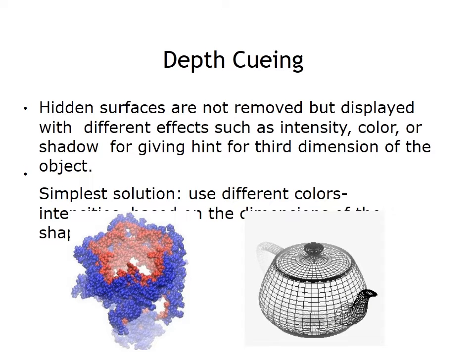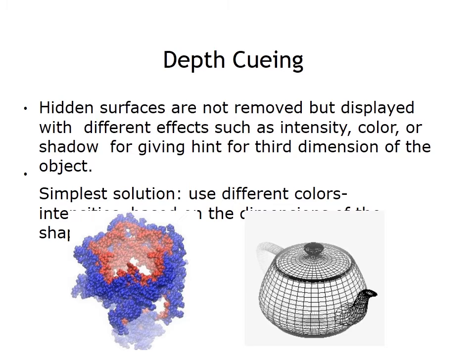Now from the figure we have a color image and a black and white image. Both do not have hidden lines. Hidden surfaces are not removed but displayed with different effects such as intensity, color or shadow, giving a hint of the third dimension of the object. The simplest solution is to use different colors and intensity.